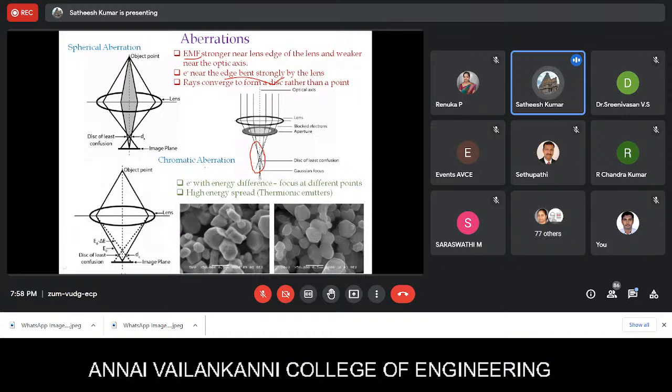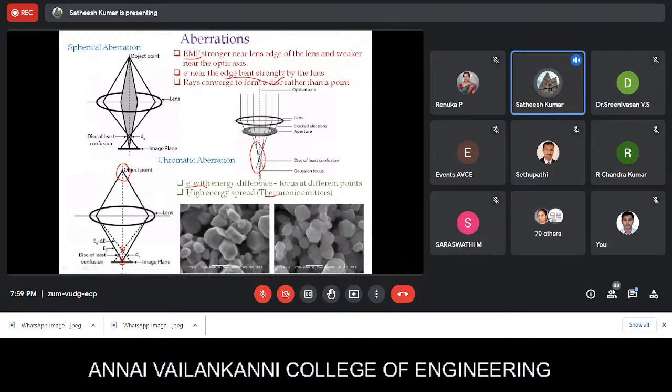The second important thing is chromatic aberration. Chromatic aberration originates from the electron energy difference. Even though we have a single accelerating voltage, we are going to have electrons with different energy levels. Electrons of different energy levels tend to focus at different heights. One energy level may focus here, and another may focus here.